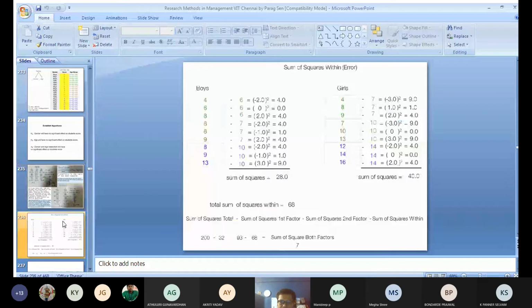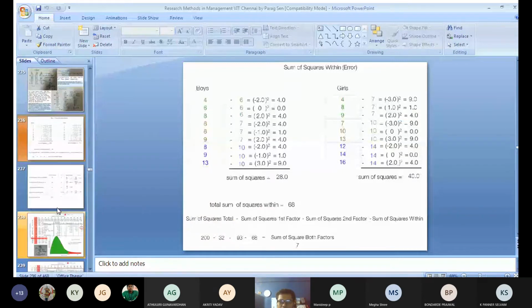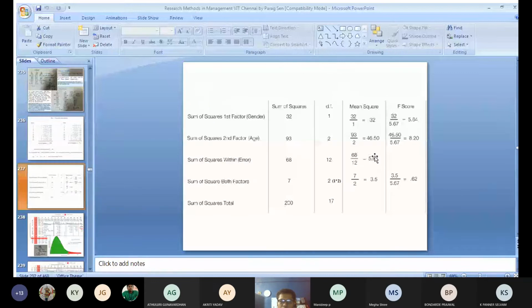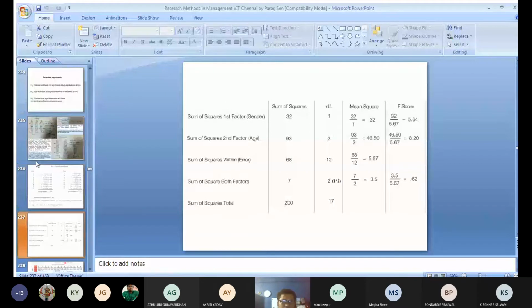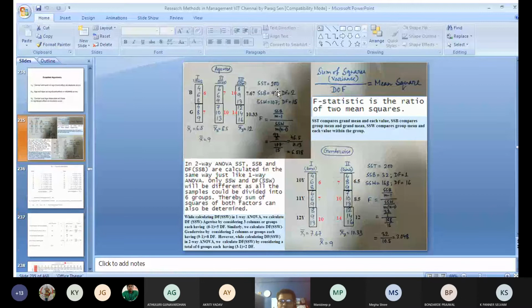Now you can also calculate the F score. You can now calculate the sum of square total. You already know that the sum of square total is equal to 200, and the degrees of freedom is obviously 17, because there are total 1 2 3 4 5 6 into 3, 18 elements. So 18 minus 1, 17 degrees of freedom, or alternatively 15 plus 2 or 16 plus 1. If you do that, that also will lead to 17.